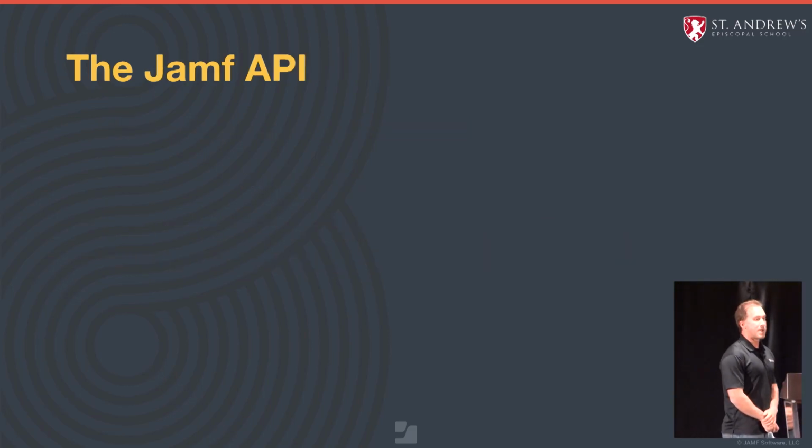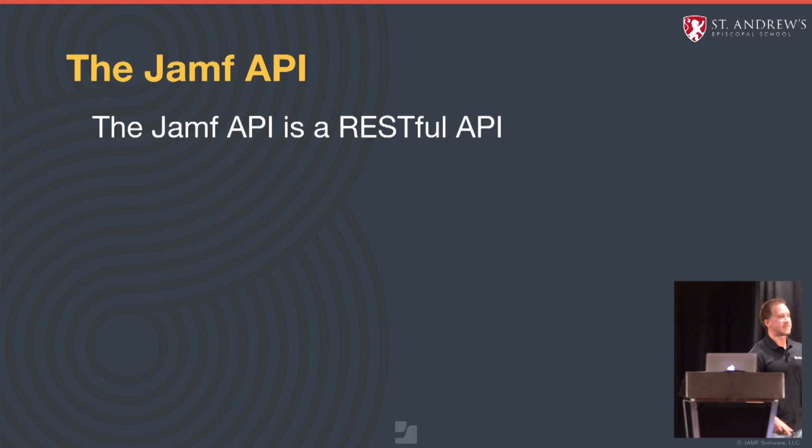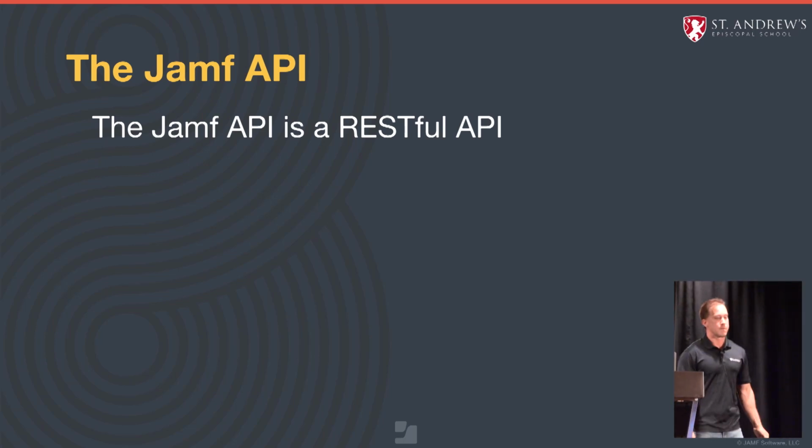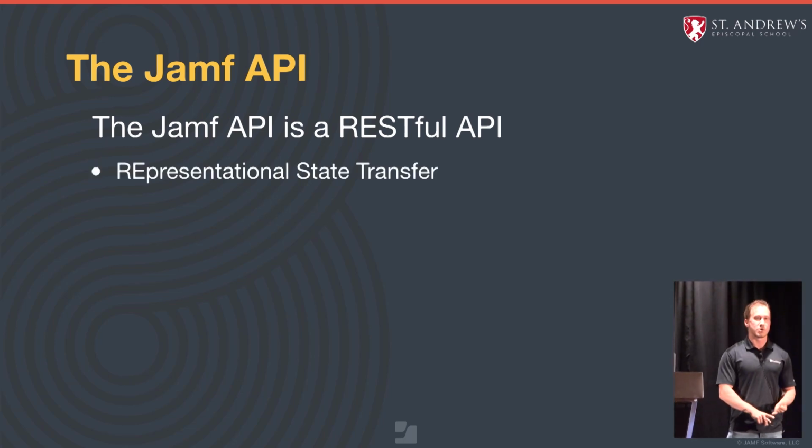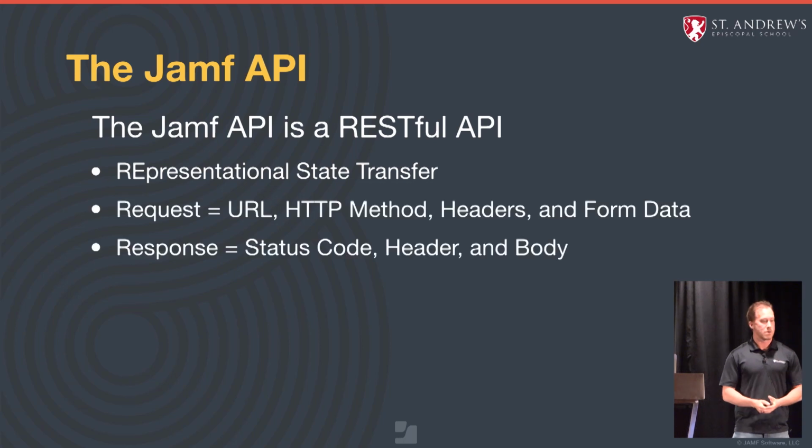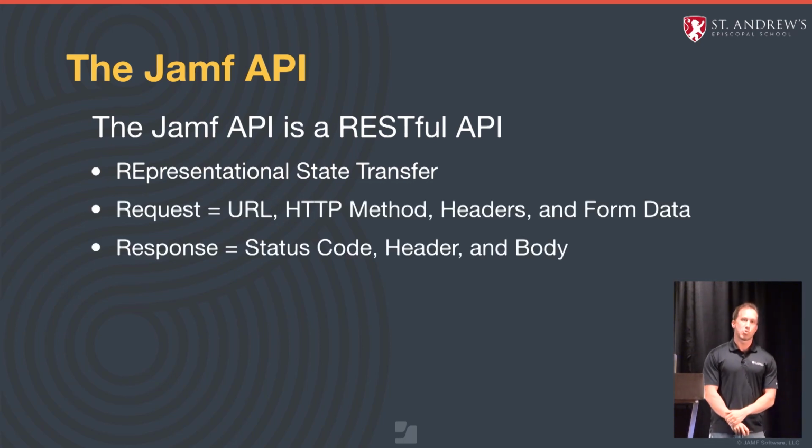So the Jamf API. The Jamf API is a RESTful API, which stands for Representational State Transfer. Essentially, it means that the necessary state to handle the request is contained within the request itself, whether it's part of the URL, query string parameters, body, or headers.